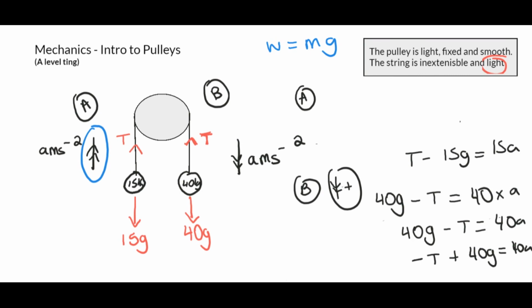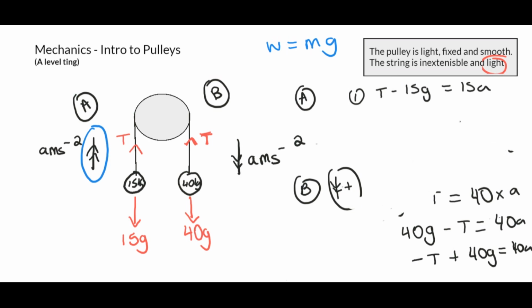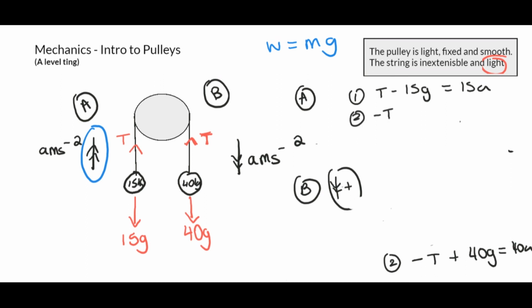Alright, cool. So the first equation, which is this thing here, I'm going to put up here. So T minus 15G equals 15A. Let me rub out the rest quickly. Why isn't it rubbing out? Alright, cool. And then the second equation is what I've just written down here. This is the second equation, so this is going to become minus T plus 40G is equal to 40A.